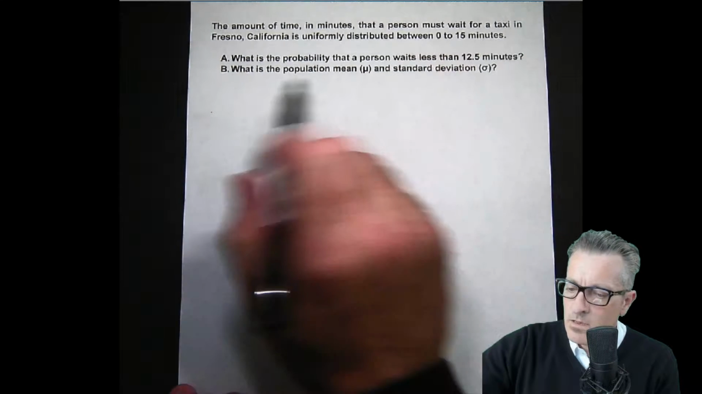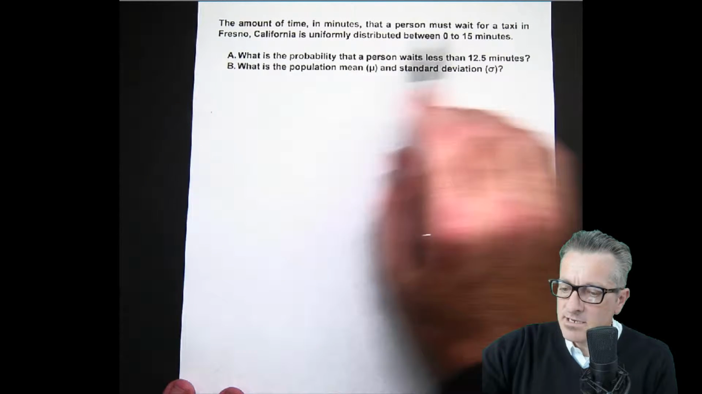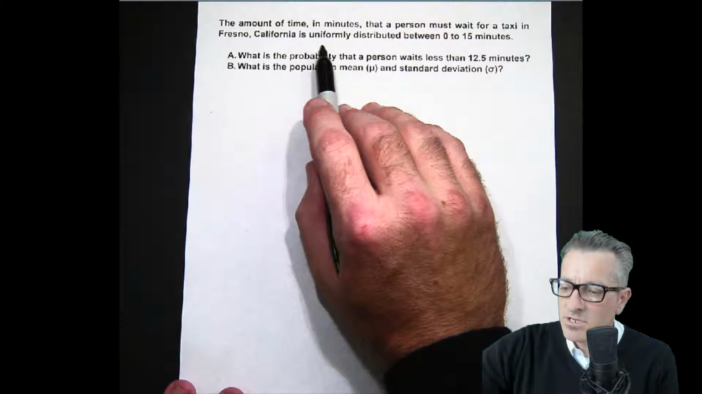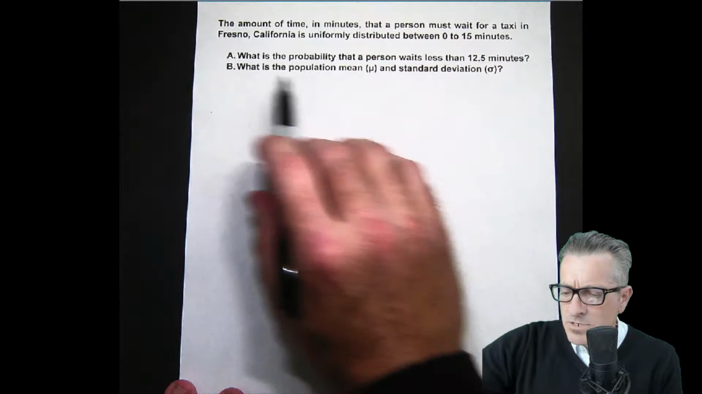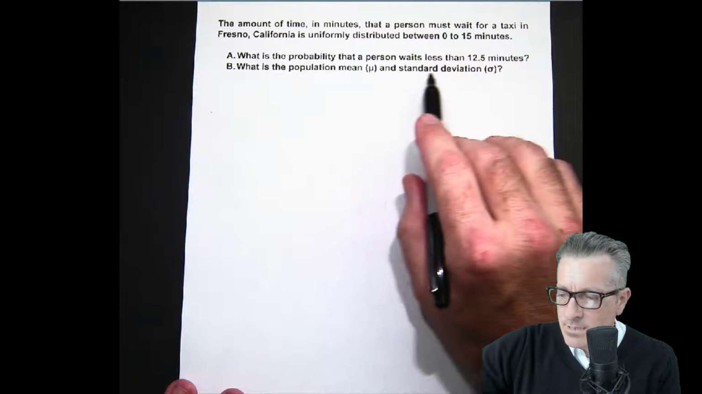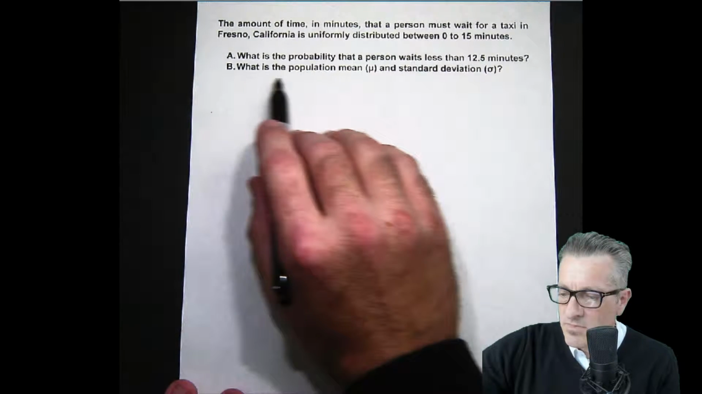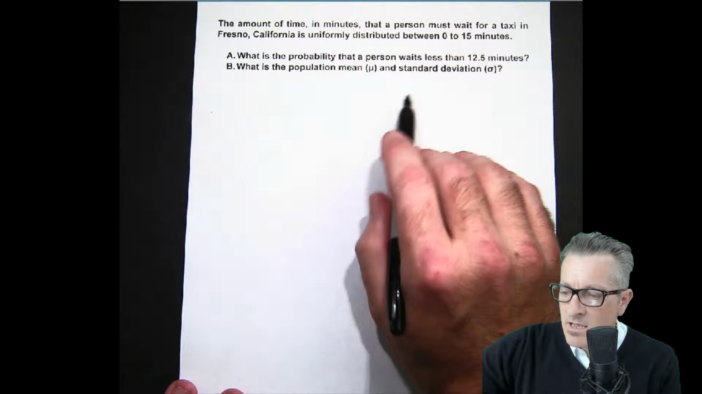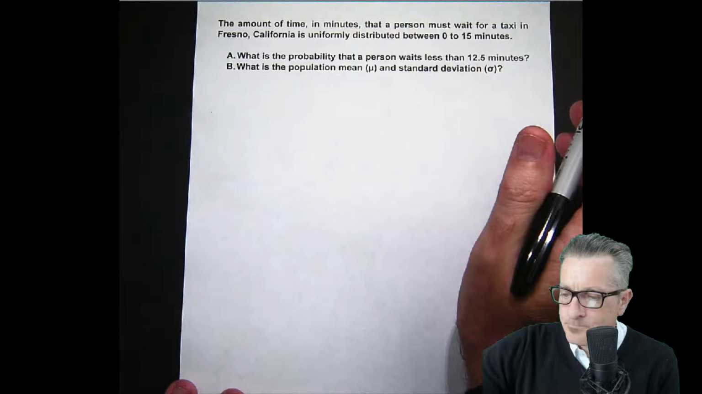The amount of time in minutes that a person must wait for a taxi in Fresno, California is uniformly distributed between 0 and 15 minutes. There are two parts to this question. Part A: What is the probability that a person waits less than 12.5 minutes? Part B: What is the population mean and population standard deviation?